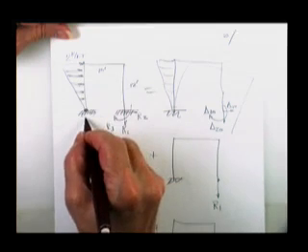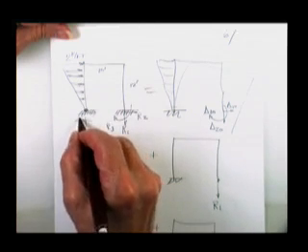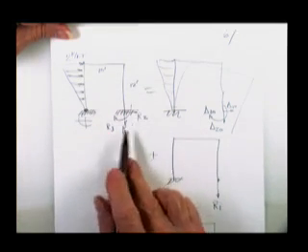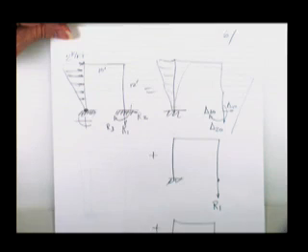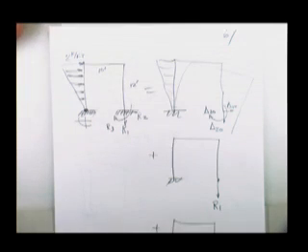As such, it has 1, 2, 3, 4, 5, 6 reactions, and that means it is statically indeterminate to the 3rd degree. In order to analyze this structure, you're going to have to take loose 3 reactions, and when you do that, you can't make it unstable.